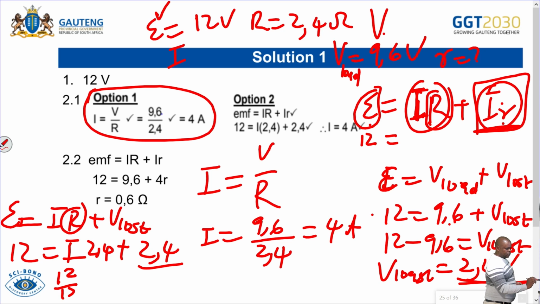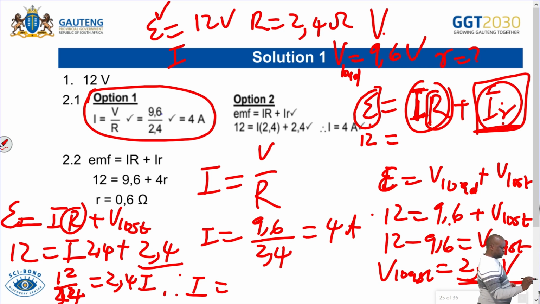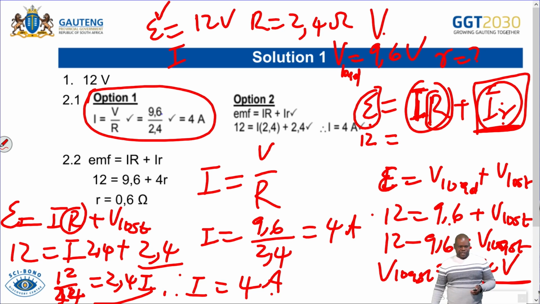12 divided by 2.4 is equal to 2.4 I divided by 2.4. Therefore, I is equal to what? This is going to give us what? I is going to give us 4 amperes. When you work out this, it must give you 4 amperes. Okay, any question? Okay, now let's go back a little bit.